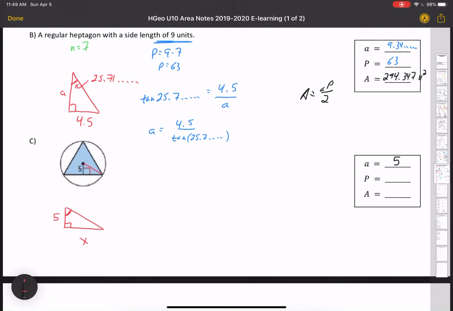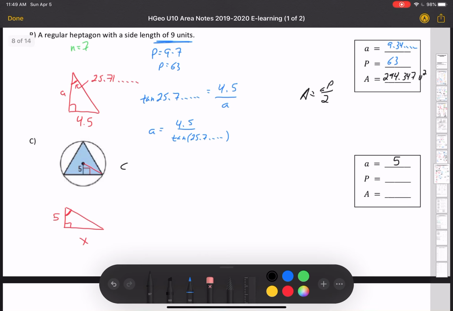So the central angle is 360 divided by 3. And that's going to give me 120. So the central angle, I'll use the angle sign instead of writing it out, is 120. When I cut that in half, the angle for my right triangle at the top is going to be 60, which means that this angle right here is going to be 30.